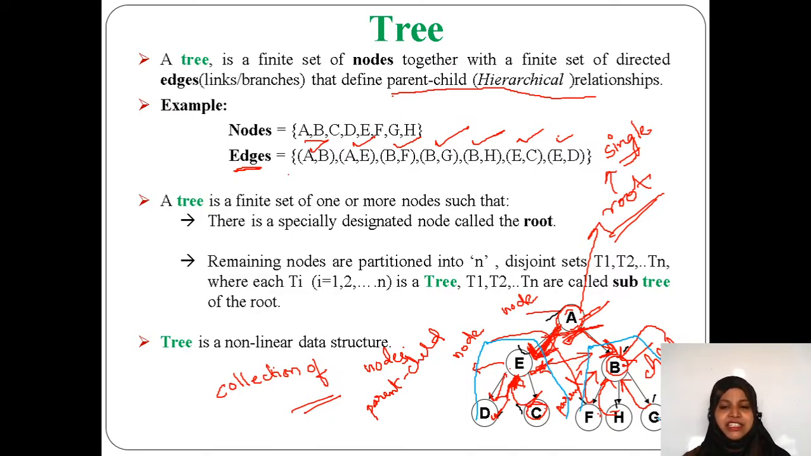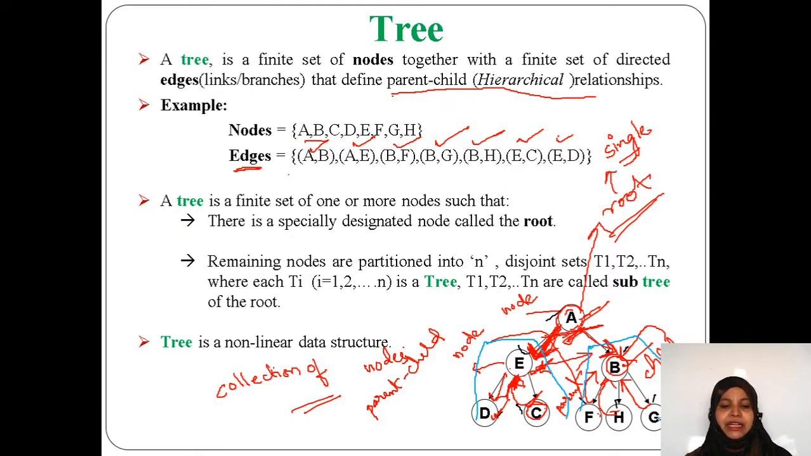Already we know that tree is a data structure. Data structure means how we are going to arrange the data in the memory. We have the linear data structure and the non-linear data structure. Linear data structure means all the elements are going to be arranged in linear order, whereas in non-linear data structures, elements are arranged in non-linear order, right?